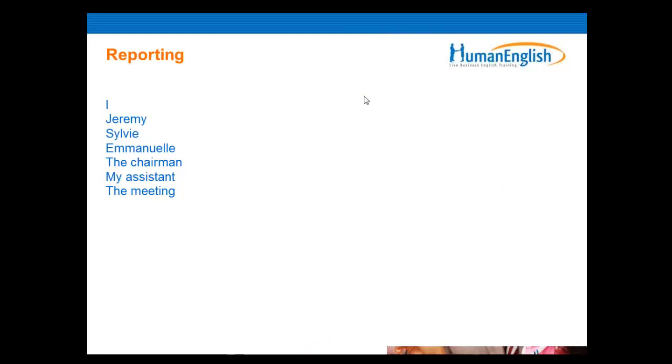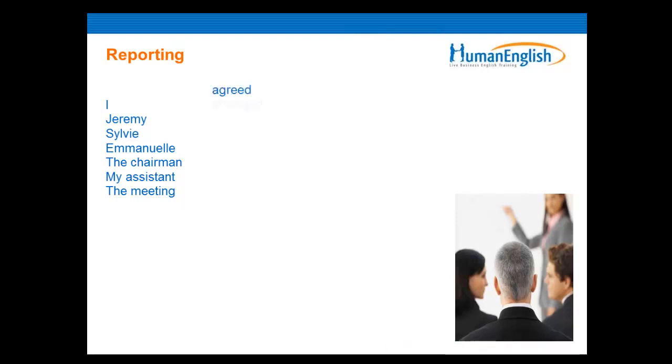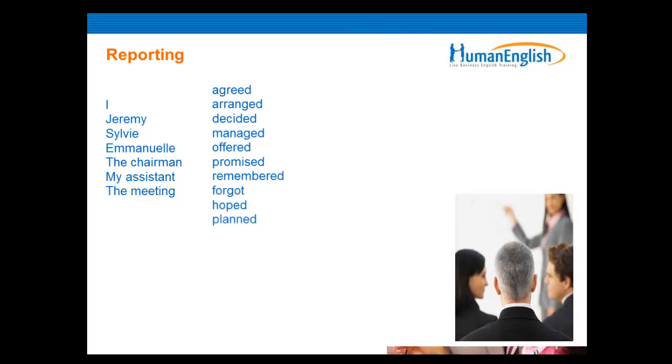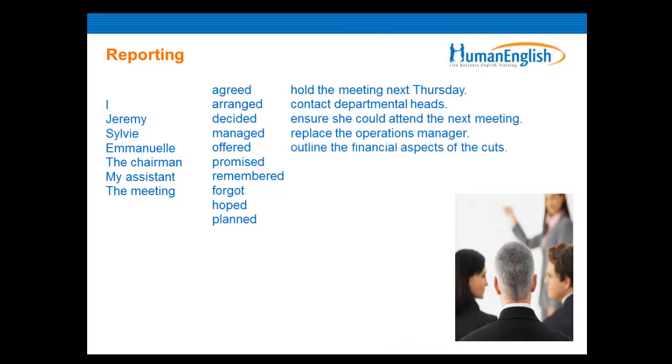Okay, so when we do reporting, when we report what each person has to do, we can use some verbs. Okay, here is the subject. These are the names of the people. And then we have some verbs: agreed, arranged, decided, managed, offered, promised, remembered, forgot, and hoped and planned. Okay? And then we finally have the end of the expression. Okay, you can see different endings.